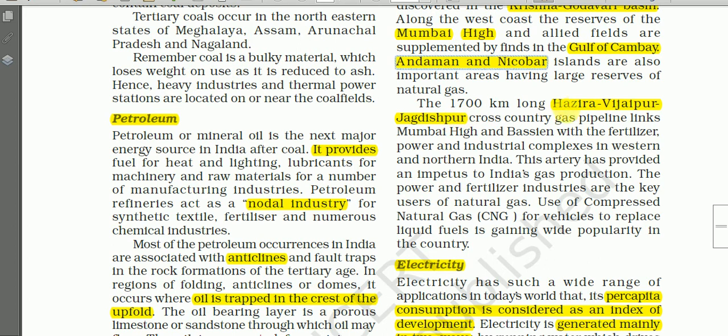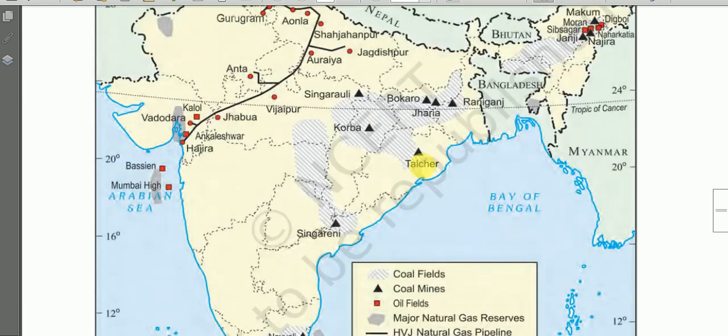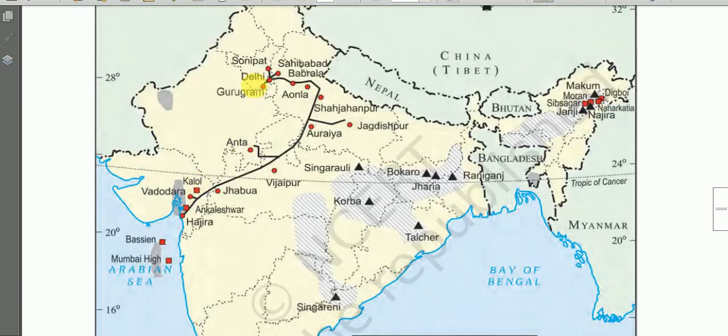The 1,700 kilometer long Hazira Bijaypur Jagdishpur cross-country gas pipeline links Mumbai High and Basin with fertilizer, power and industrial complexes in western and northern India. That means Hazira Bijaypur Jagdishpur is a pipeline carrying natural gas, and the same is also depicted here in this map. See, so this is the pipeline. This is the pipeline here.